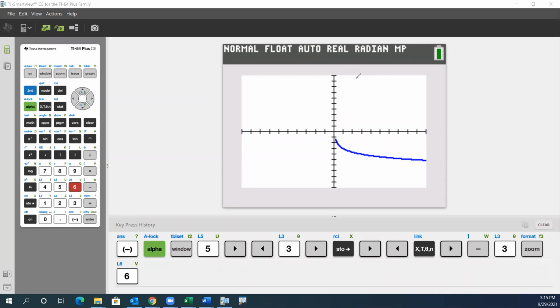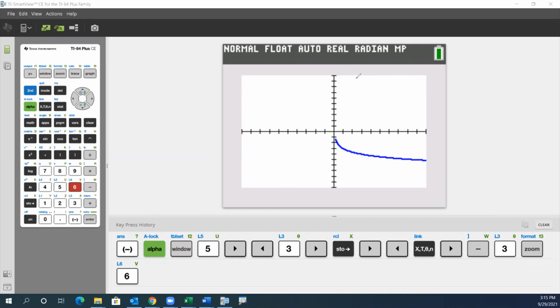Now, it looks like the function just sort of stops, and we've seen things like that before, but it actually keeps going. It just gets so close to its asymptote that the calculator can't really distinguish, and then it just stops graphing it. But that's what is actually happening.